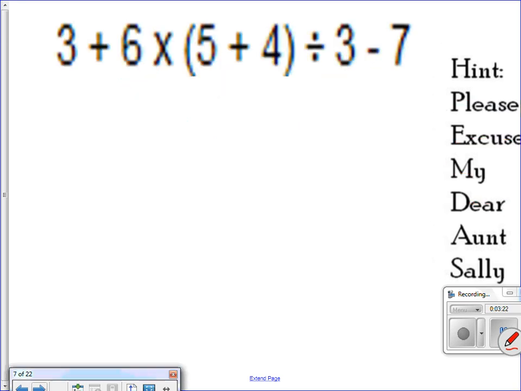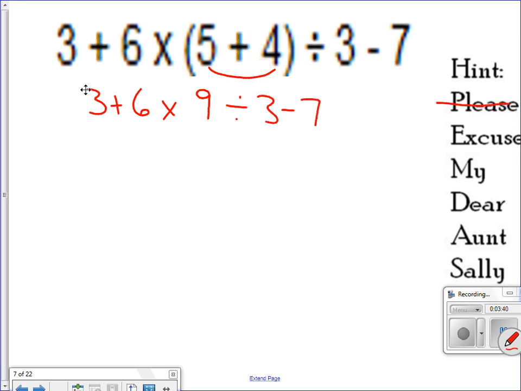Well, here's another problem. This one's a little longer. So are there any exponents? No, but there's parentheses. So this is how you write the problem out. 3 plus 6 times, you have to do this part first, 5 plus 4 is 9, divided by 3 minus 7. No more parentheses, no exponents. Now I have to multiply first. Whatever happens first in the problem, so it looks like multiplying is before division. So I'm going to do 3 plus 6 times 9 equals 54, divided by 3 minus 7.